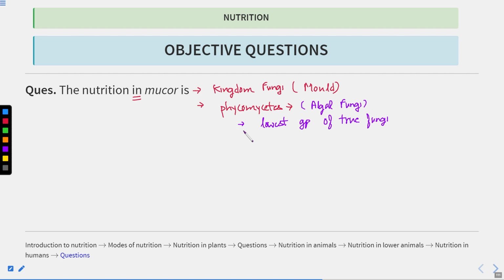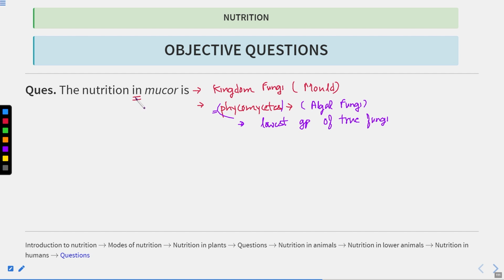Now, Phycomycetes have a lot of features. They are cenocytic. Okay. And the hyphae are septate or aseptate. So these are the features of the Phycomycetes, and mucor is an organism which belongs to the kingdom fungi. Okay. And it is a Phycomycetes. Another example of Phycomycetes is Rhizopus, which is also known as the bread mold. Alright, so this was about the mucor.